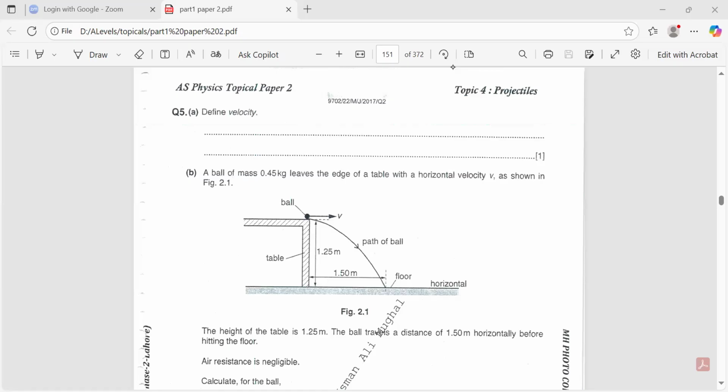All right, so we are going to begin the question session practice, and we are going to begin with question number five. The first statement of question number five begins with: define velocity.